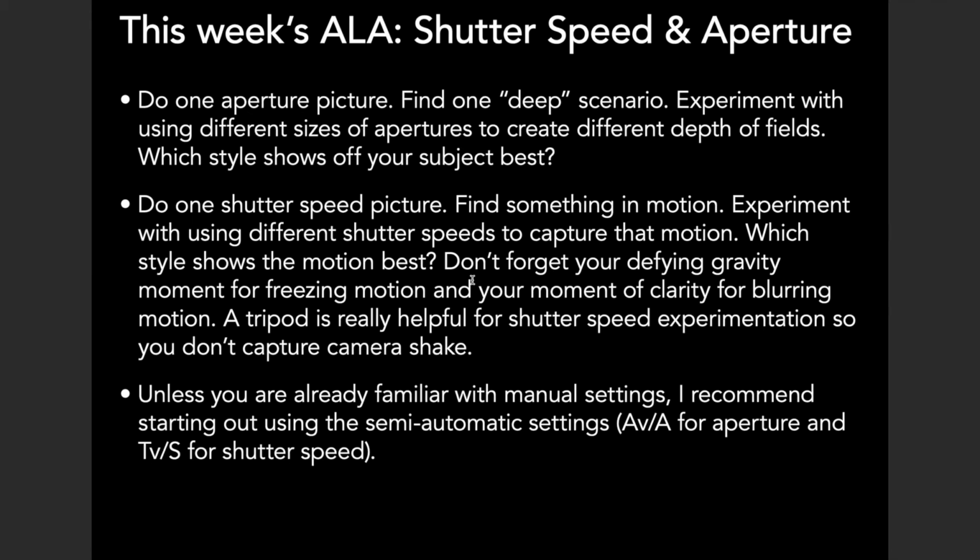When you're doing that slow shutter speed, I really recommend using a tripod. Otherwise, you're going to get some camera shake. And then again, unless you're familiar with manual settings, I really recommend using those semi-automatic settings, those priority settings for aperture and shutter speed, because that'll just help you get started a little bit easier. And then when you're comfortable with those settings, you can transition into manual settings later on.